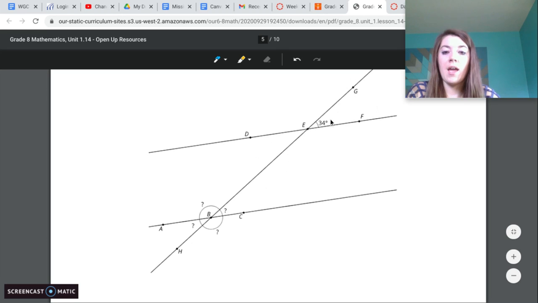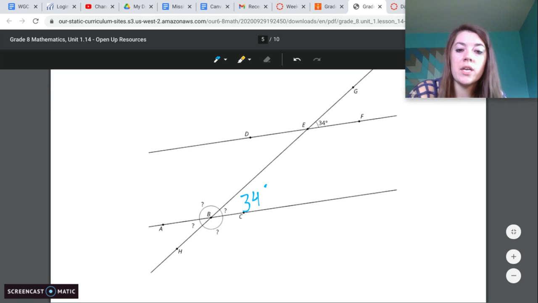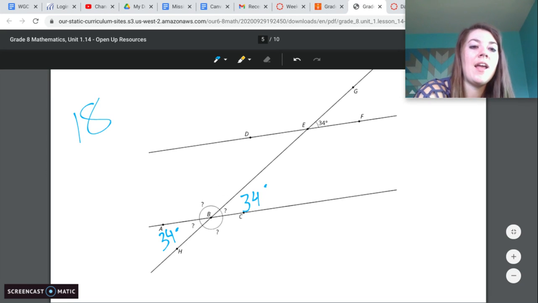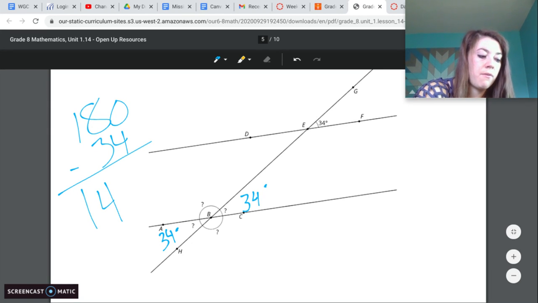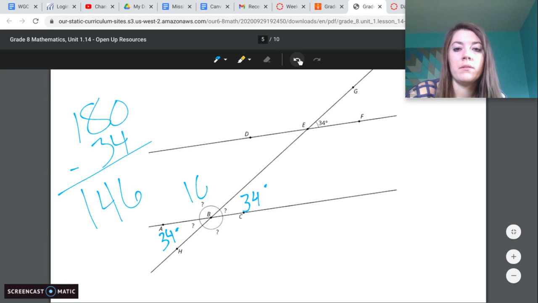GEF and EBC are in the same relative place. So this is going to be 34 degrees. The angle across from it will also be 34 degrees. And then to solve for this angle right here, sorry guys, we're going to take 180 minus 34 to find what that new angle is, which is going to be 146. Whoops, almost wrote it wrong.